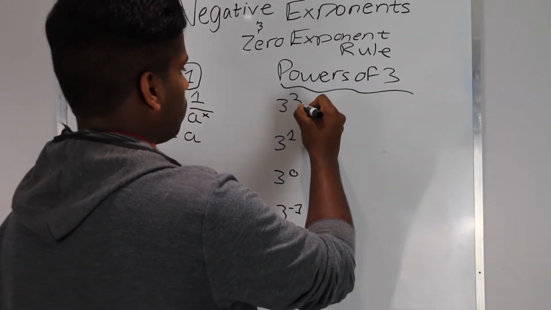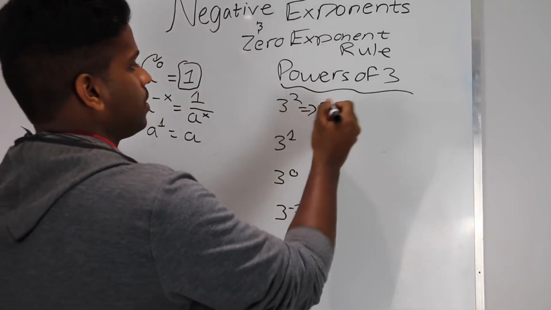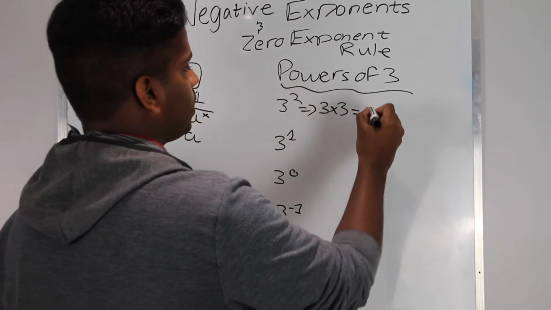Okay, so as you know, we're multiplying the base by itself. How many times? We're not doing 3 times 2 as many people would do in the beginning. So 3 times 3 equals 9.